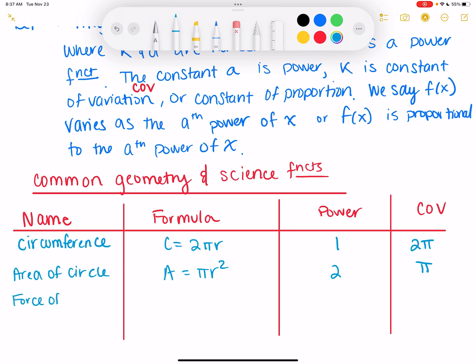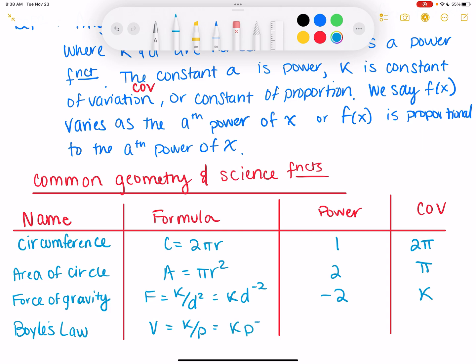Force of gravity. F is equal to k over d squared, which is equal to k times d to the negative 2. So the power is negative 2, and the constant of variation is k. Then Boyle's law. V is equal to k over p, which is k times p to the negative 1. So the power is negative 1, and the constant of variation is k. Basically these are just the formulas that they may ask you to use.